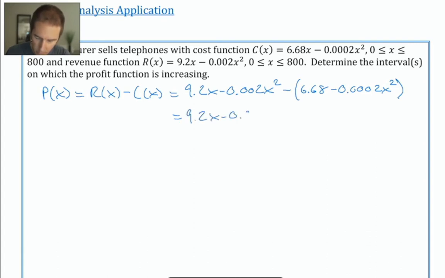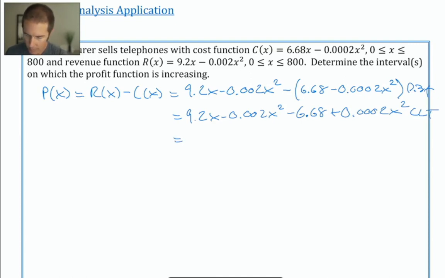9.2x minus 0.002x squared minus 6.68 plus 0.0002x squared. Okay, there we go. So I distributed, and then we will CLT, combine like terms. What do we have for x squareds? I've got a negative 0.002 and a positive 0.0002. Dare I do that arithmetic in my head?